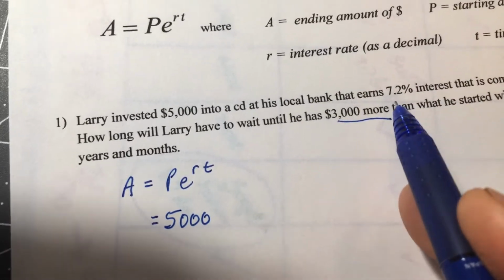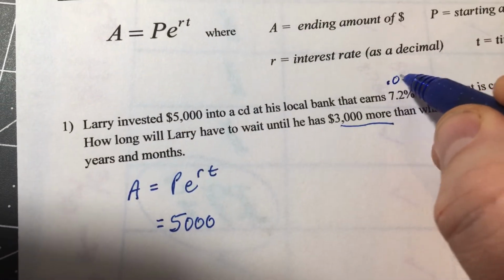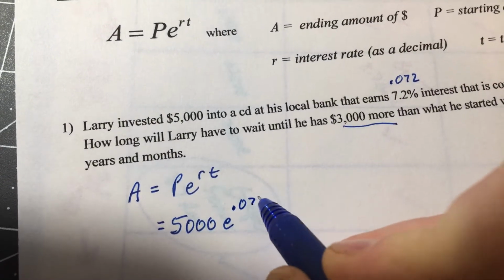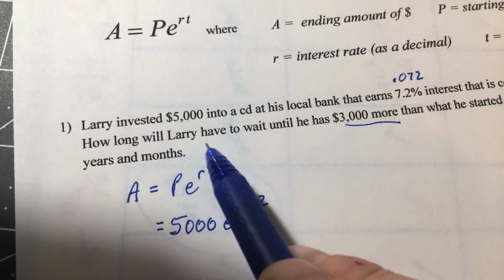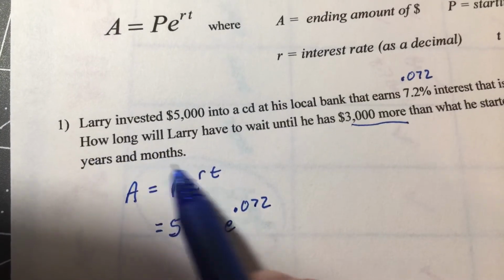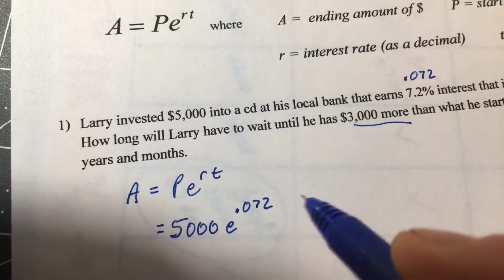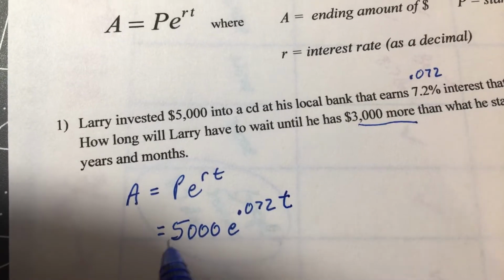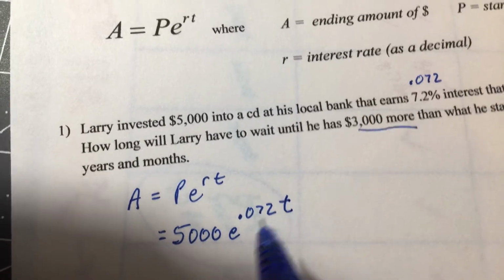What else do we know? 7.2% interest. Remember, we're going to make that a decimal, 0.072. That's our R. How long will Larry have to wait until he has 3,000 more? It says how long, and give the answer in years and months, so we're figuring out our T. That would be our variable.